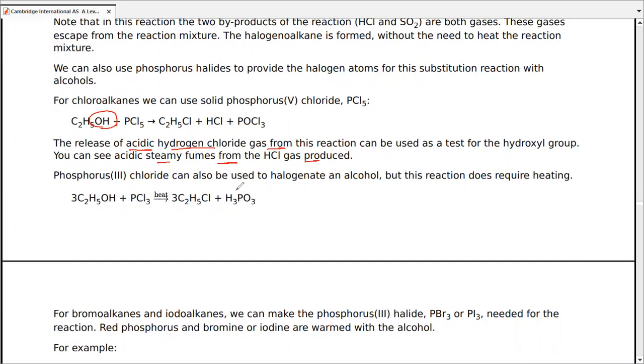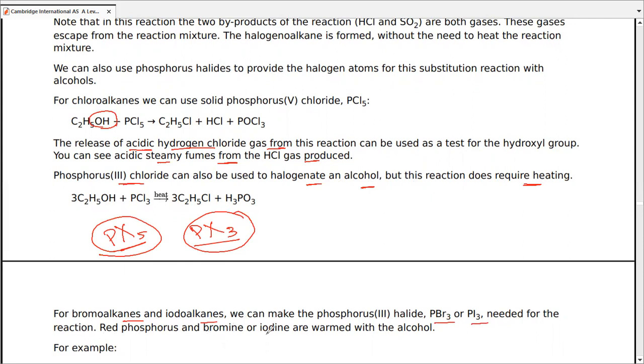Why? Because in the very next section for PCl3 or PBr3, you can always replace this PCl. That's why we tend to go with PX5 or PX3 as an example to clarify that you can go with fluoro or bromo substitutes for these reactions. And in that case, if we halogenate an alcohol, this reaction does require heating. So any PX3s are going to require heating. Any PX5s will not require any heat. Okay. For bromoalkanes or iodoalkanes, we can form PBr3 or PI3 needed for the reaction.